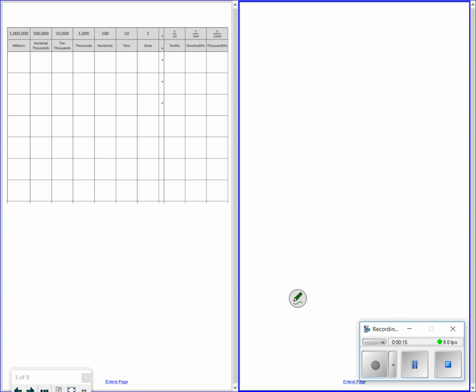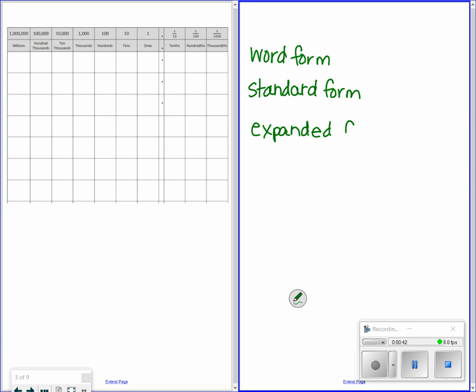All right. Okay. So, one of the things that you did learn in previous grades, you did learn how to do numbers in word form, standard form, and expanded form. We're going to do that today. Now, the only difference is in 5th grade, we're going to make it just a smidge harder.